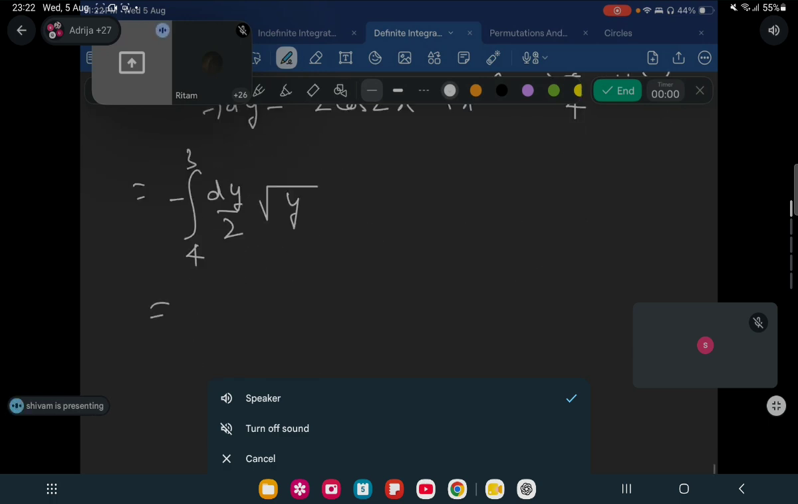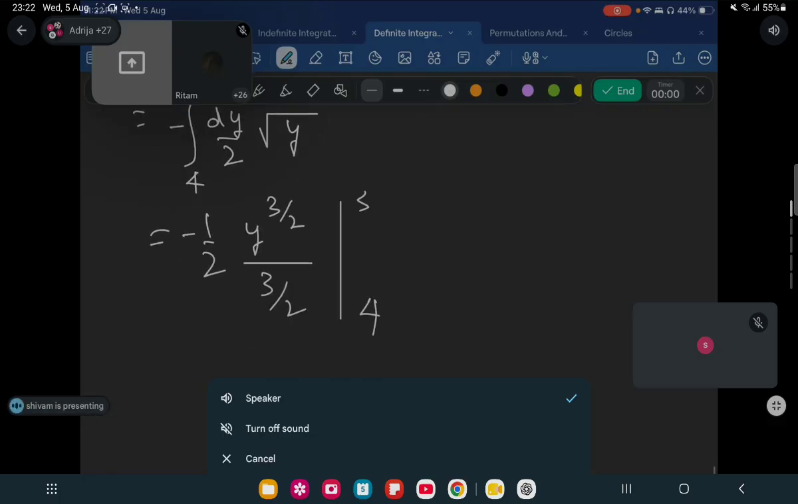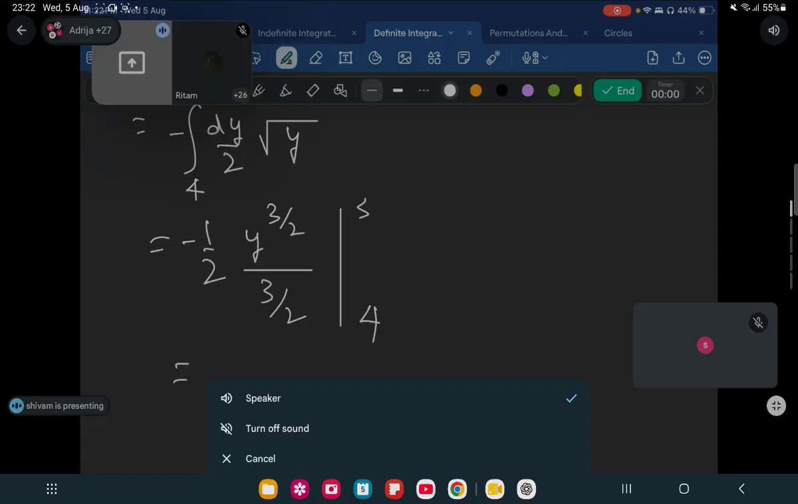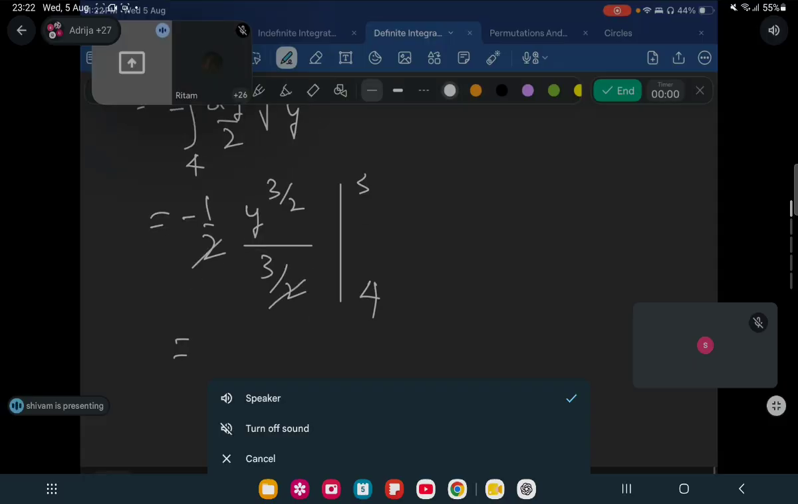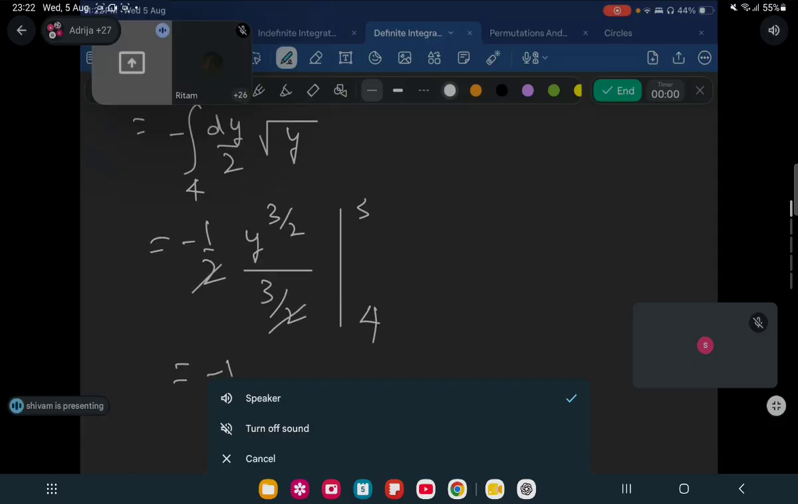So this will become minus half outside, y to the power 3 by 2 divided by 3 by 2. We have to substitute from 4 to 3. Let us see, this will become minus half. We can cancel out these 2 and 2. So minus 1 by 3 outside within brackets, 3 to the power 3 by 2 minus 4 to the power 3 by 2.